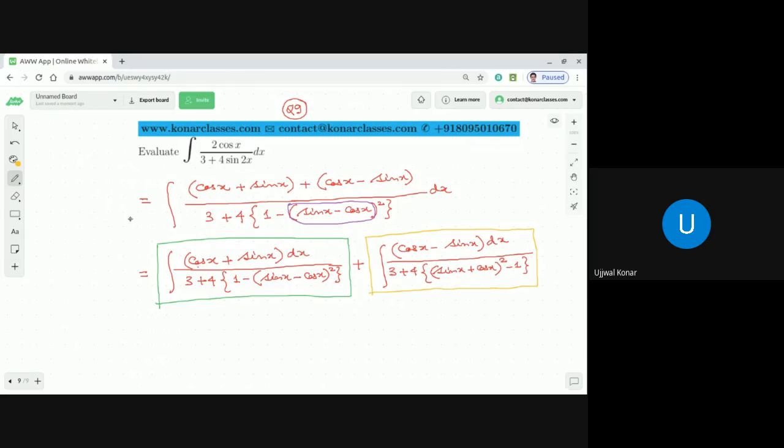For the first integration, you should assume this is equal to t, and proceed. And for the second integration, you should assume this is equal to u and proceed. Correct or not? After that, it is pretty simple. It will be transformed into an algebraic function, and then proceed. Got it or not?